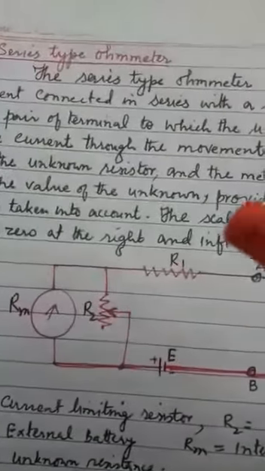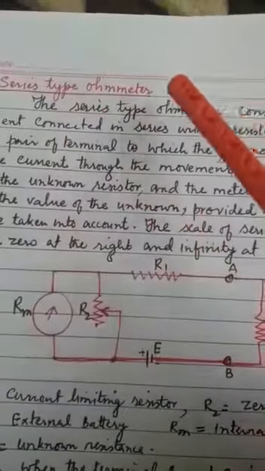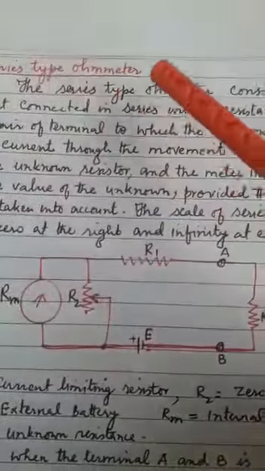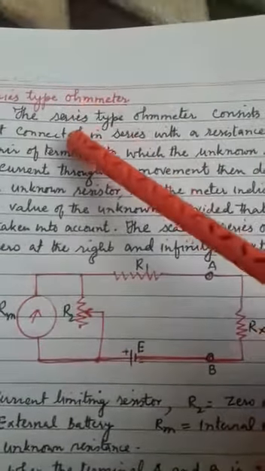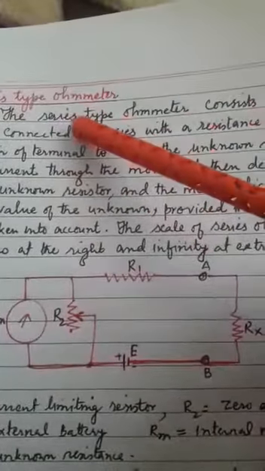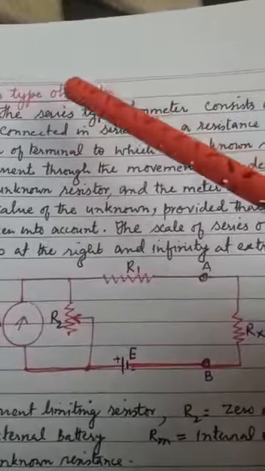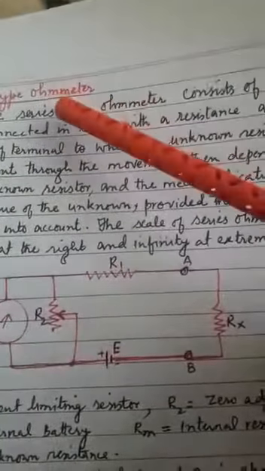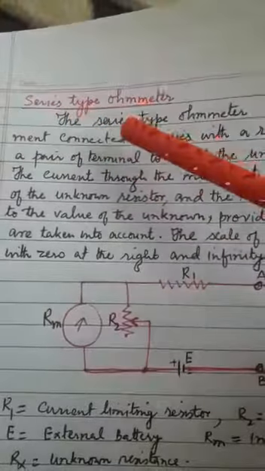Series type ohmmeter. First of all, let me tell you what an ohmmeter means. Ohmmeter means ohm linked with meter. You are calculating the resistance with a meter. That is known as an ohmmeter. So I am discussing the series type ohmmeter.